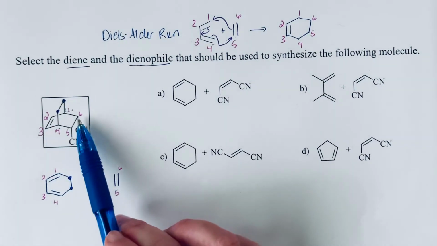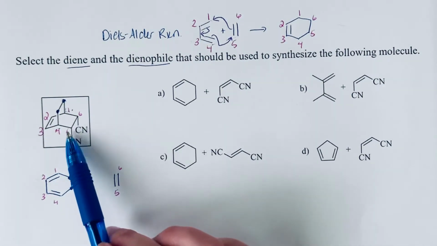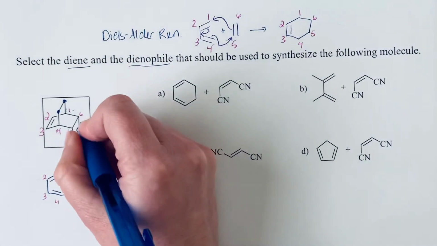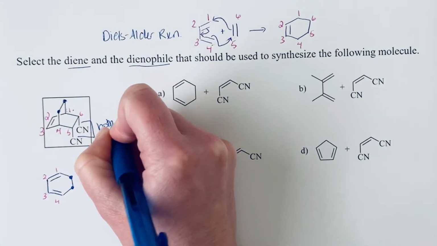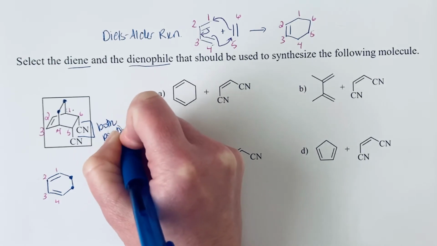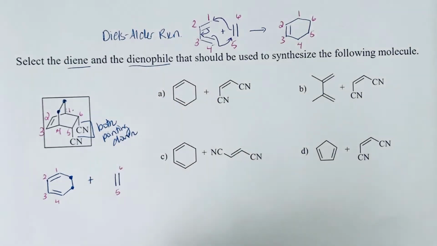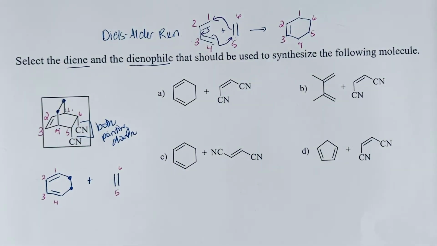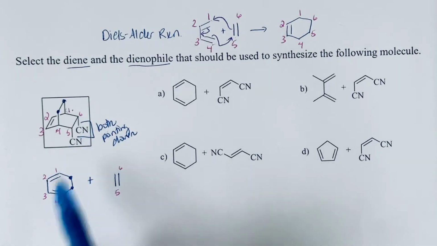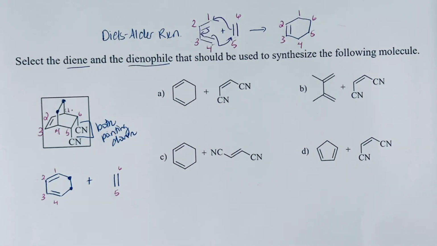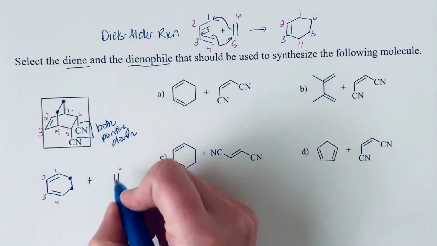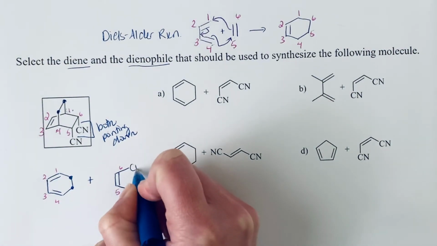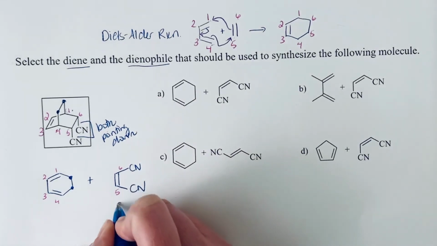If we're looking at our dienophile, we need to have these cyano groups on carbons 5 and 6. And we should notice that these are both pointing down. Since this is a concerted reaction, any stereochemistry we see here from carbons 5 and 6 has to have come from the starting alkene. So if they are both pointing in the same direction, whether that's down or up, it's just the fact that it's the same direction, that indicates that we started with a cis alkene. So I can draw the 2 cyano groups pointing in the same direction.